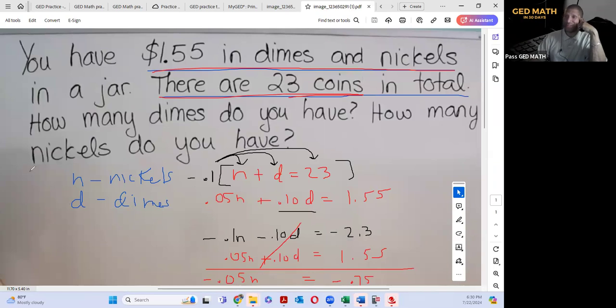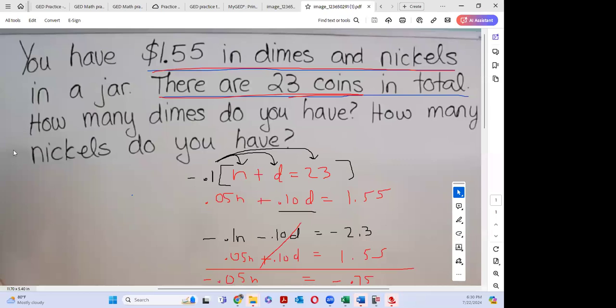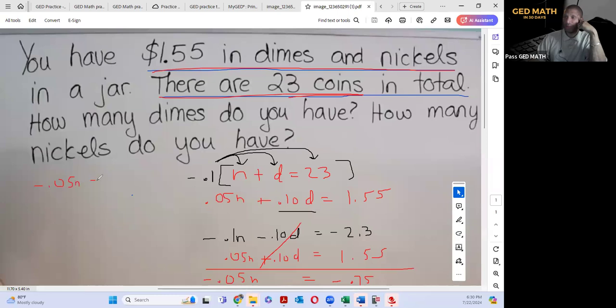Now, this is just like we did before. This is like a one-step algebraic equation. So I'm going to move it over here. Let me take a picture of this first so you can see it. Then let me erase some of this so I can have some more room over here. So we got negative 0.05n equal negative 0.75.